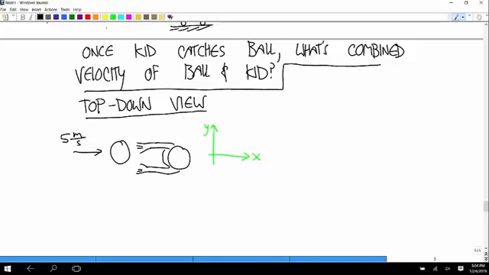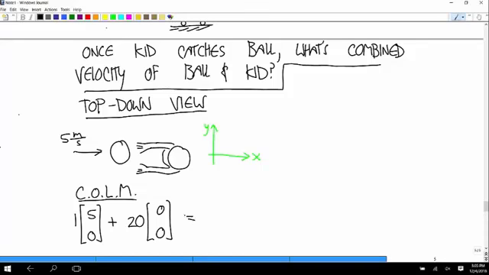Okay, so conservation of linear momentum says add up the momentums of the objects before the collision. So we'll do the ball first. What's the mass of the ball? Yep, 1. What's the velocity of the ball? 5 in the positive x direction, so (5, 0). What's the mass of the kid? 20. What's the velocity of the kid before the collision? He's just standing there, so 0.